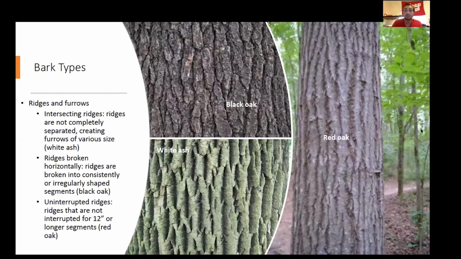We also have ridges and furrows. A ridge is really just where thick bark separates, creating these deep furrows, which are just channel depressions. So it's ridge-like structures formed from the building of thick bark. So that's what a ridge and furrow refers to. You can have intersecting ridges.